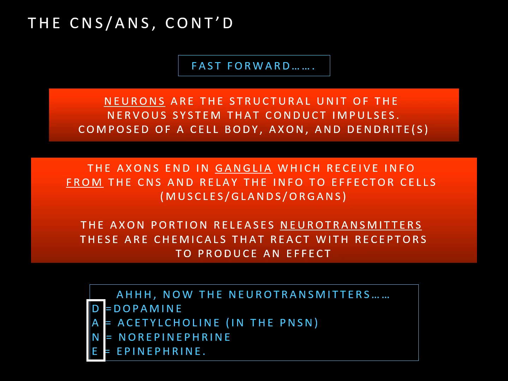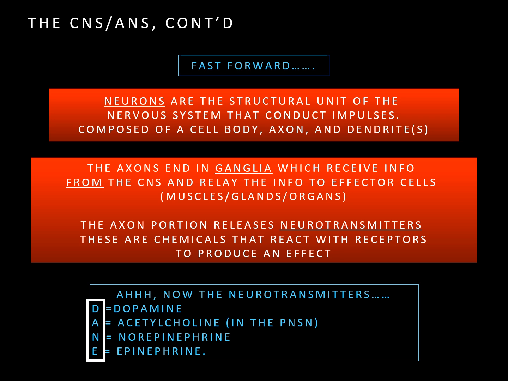So if you recall from patho, the neurons are the structural unit of the nervous system, and those structural units are the ones that conduct those impulses. Each neuron has a cell body, an axon, and a dendrite. The axons end in ganglia, so that's again where you see that reference for pre and post ganglionic receptors. Those ganglia are the ones that receive the information from the central nervous system, and then they relay that information to the effector cells. Now, the effector cells are the ones where it's going to create a response. Depending on where it is, what happens? What response are you going to get?